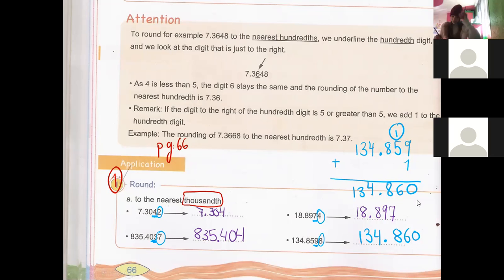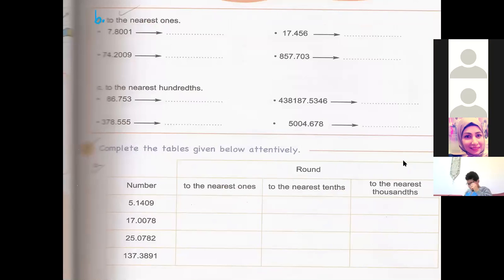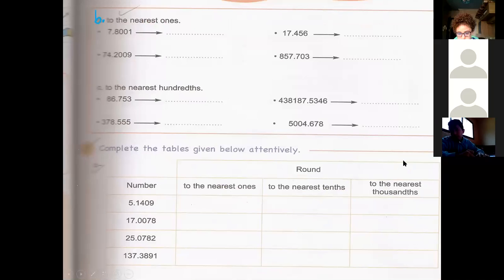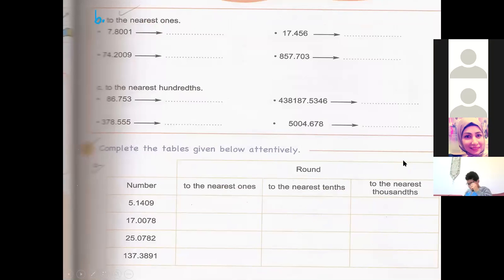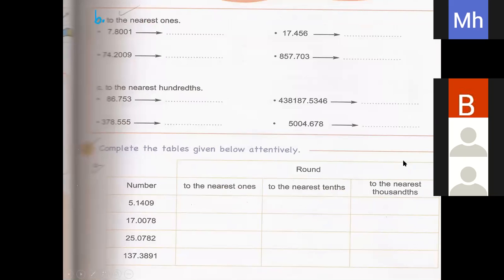Now Muhammad Ajawi, Part B, the first one. Here we look at the whole number, to the nearest ones. Underline 7 and compare with circle 1. The first one, 7 point... Underline 5 and circle 1.